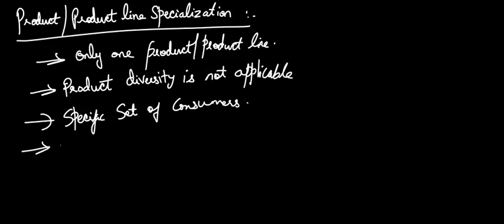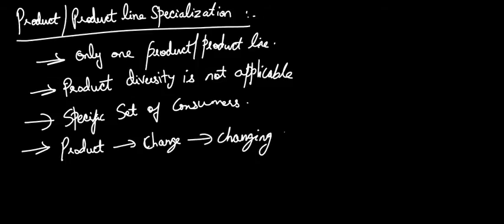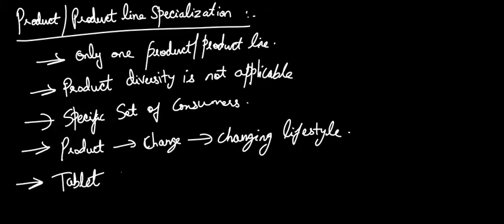They have to make sure that the product is undergoing change with changing taste or changing lifestyle, because you cannot have the same product for the market for a longer period. Once the market realizes it wants a better product, these companies should make adjustments to the same product and deliver it in a way which will make the consumers buy your product. So for example, some tablet making companies are product line specialization based companies for a particular market.